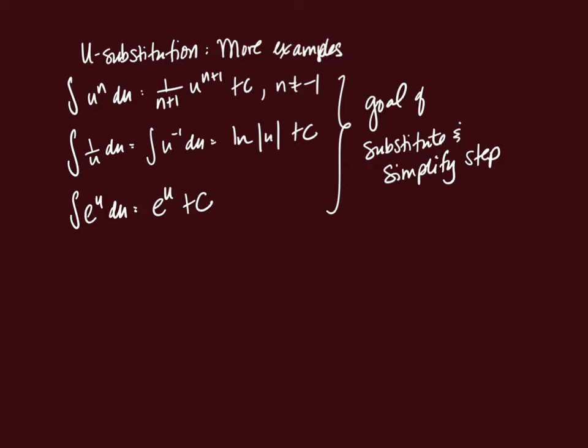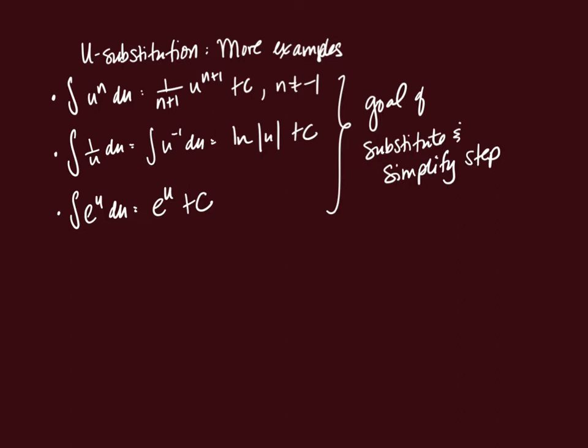So I have the three possibilities in what we're calling step 4, which is the substitute and simplify step. Remember, the goal is to get one of these three: u raised to a power, but that power is not -1, or 1 over u, which is equivalent to u to the -1 power, or e to the u. So remember, that's our goal in our substitute and simplify step. So let's try a few examples.